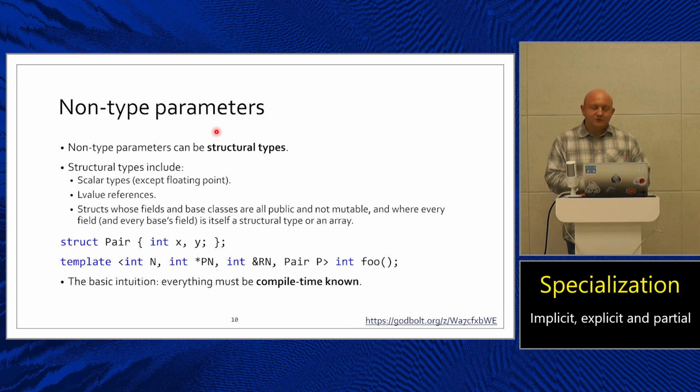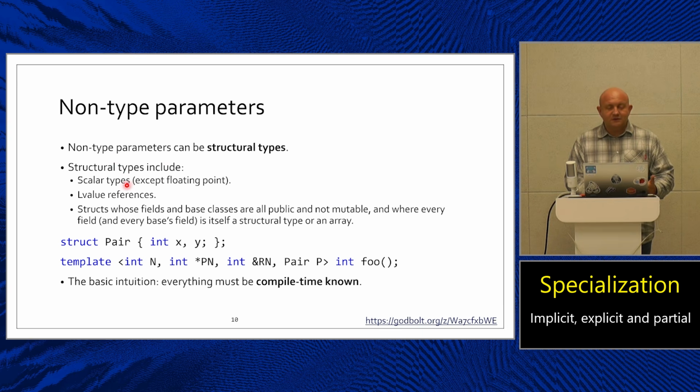This is a very specific term from the standard, and its definition is tailored to allow the compiler to work with these values at compile time. The basic intuition is simple. Everything must be known at compile time. Structural types include scalar types, okay, this was relaxed in C++20, so the exception for floating point is a little obsolete line on this slide. Lvalue references, structs whose fields and base classes are public and not mutable, and where every field is itself structural, or an array.